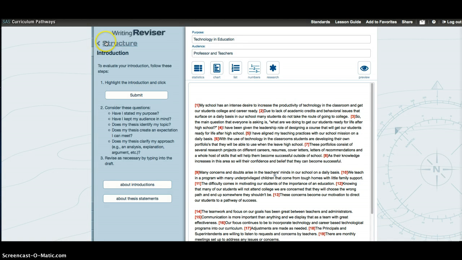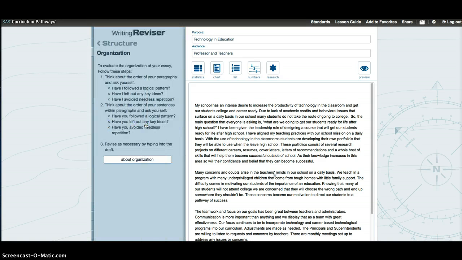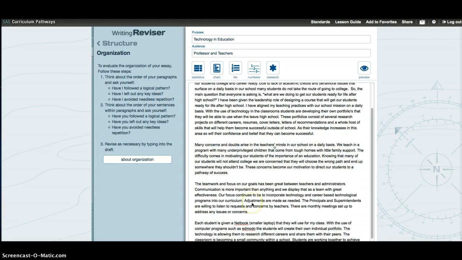All right, let's go out of essay structure. Again, it's going to do the same thing for body, conclusion. Let's take a look at organization. To evaluate the organization of your essay, follow these steps. Think about the order of your paragraphs and ask yourself, have I followed a logical pattern? Have I left out any key ideas? And have I avoided needless repetition?